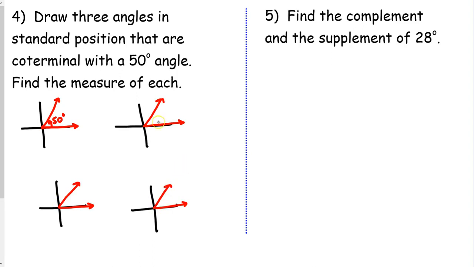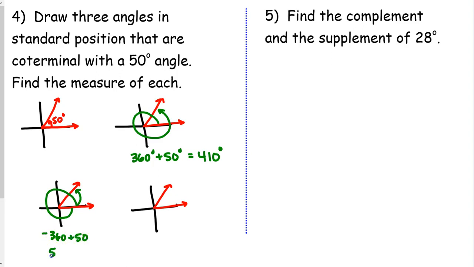So what I could do is go from the initial side all the way around the circle once, that's 360 degrees, and then 50 more. So 360 plus 50 is 410. And then instead of doing that, I could go all the way around the circle clockwise, so that'd be negative 360, and then back 50. So that would be negative 360 plus 50, or another way to think of it would be 50 minus 360, and that would be negative 310.